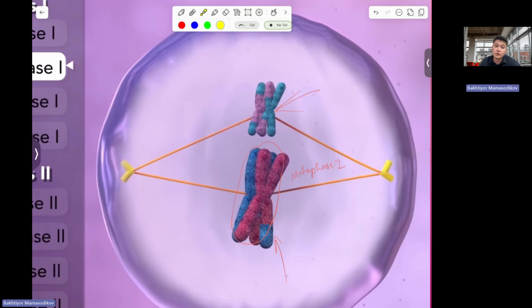This also gives you genetic difference from your parents. Okay, this is the second reason. The first reason was crossing over. The second reason is independent assortment. We don't know which chromosome goes where, dad's or mom's, to the left or right. This is the second reason why we are genetically different from our parents.